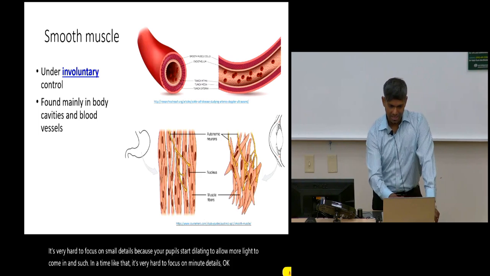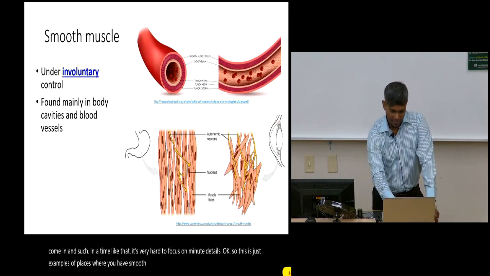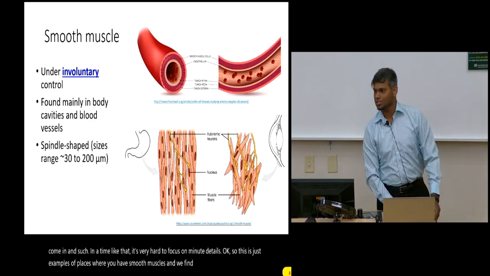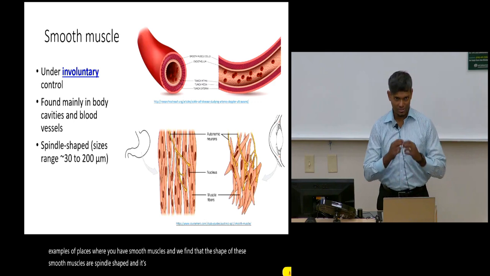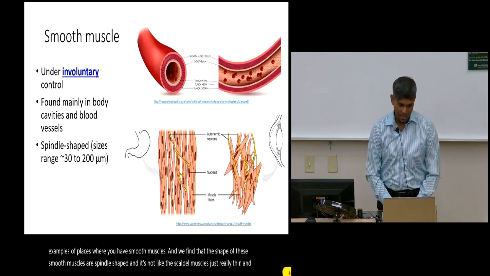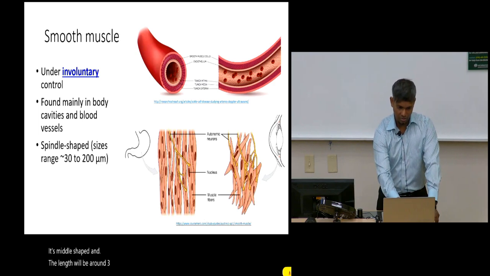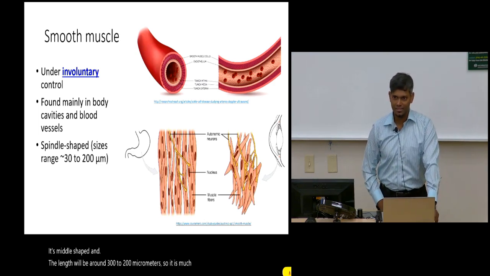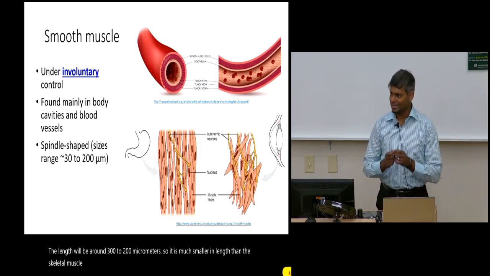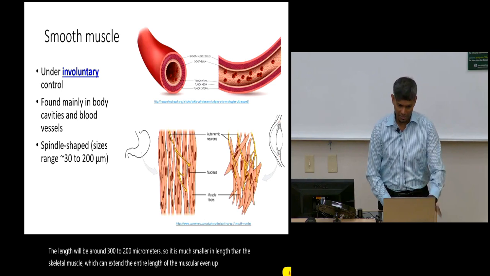Okay, so these are just examples of places where you have smooth muscles, and we find that the shape of these smooth muscles is spindle shaped. Right? It's not like the skeletal muscle, which is really thin and long. It's spindle shaped, and the length will be around 300 to 200 micrometers. So it is much smaller in length than the skeletal muscle, which can extend the entire length of the muscle, even up to 30 centimeters.